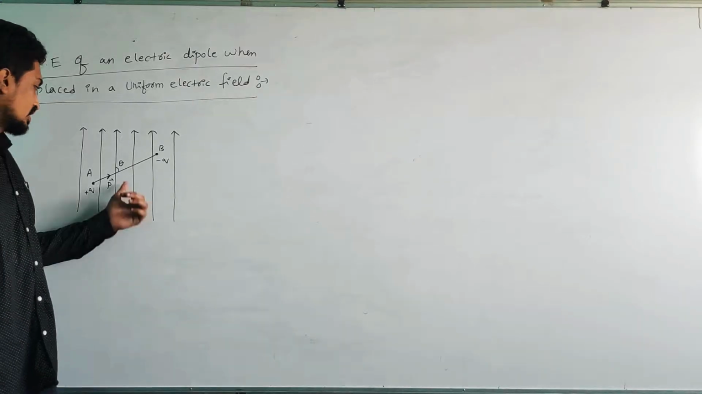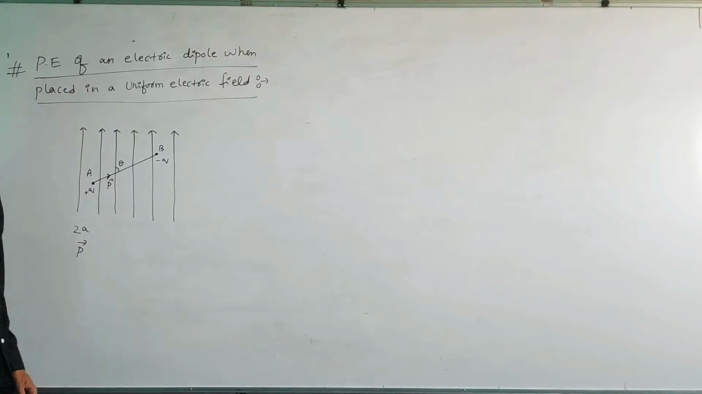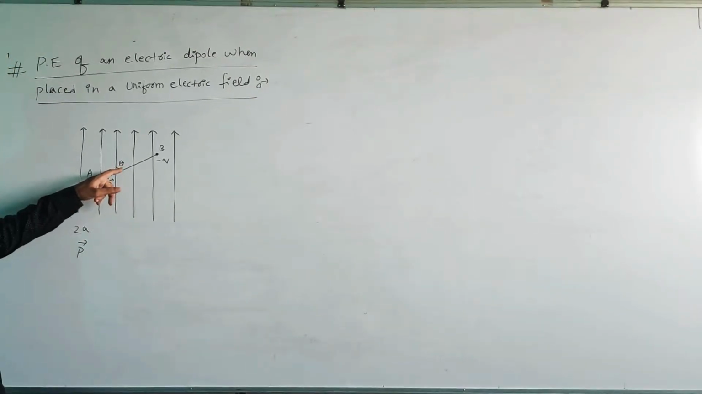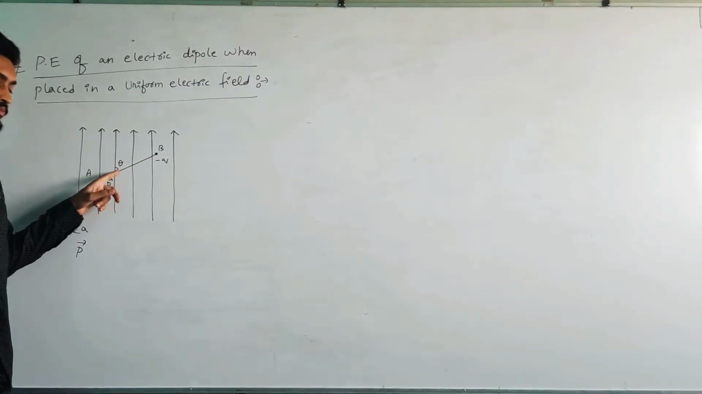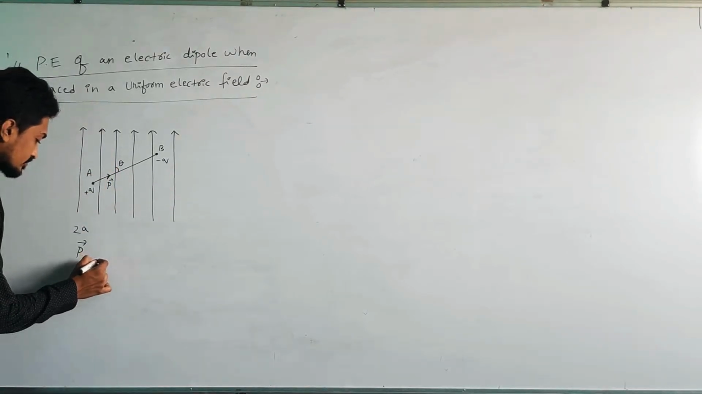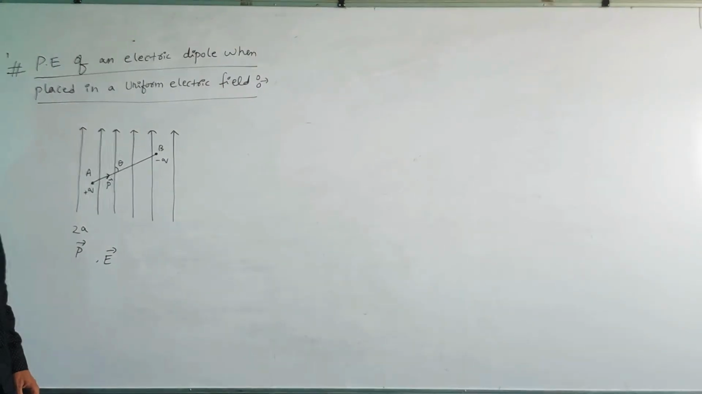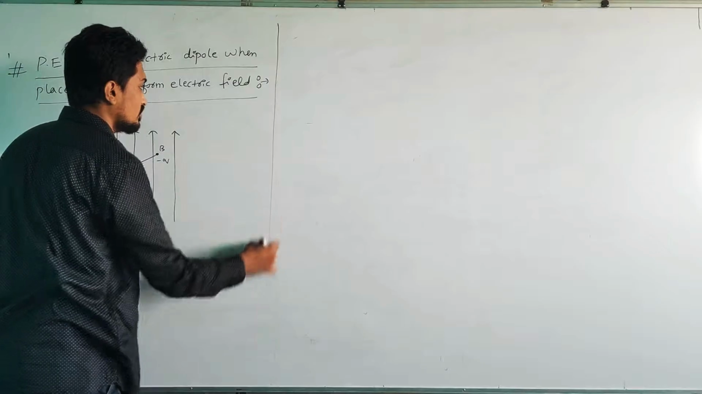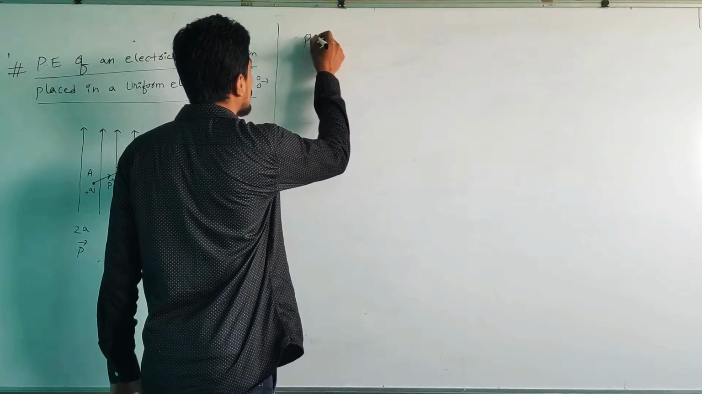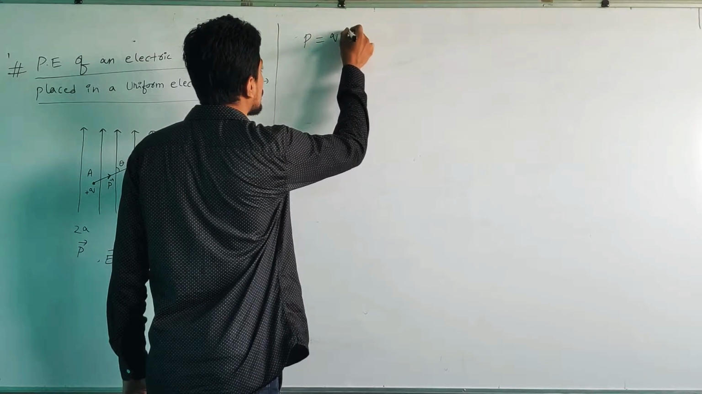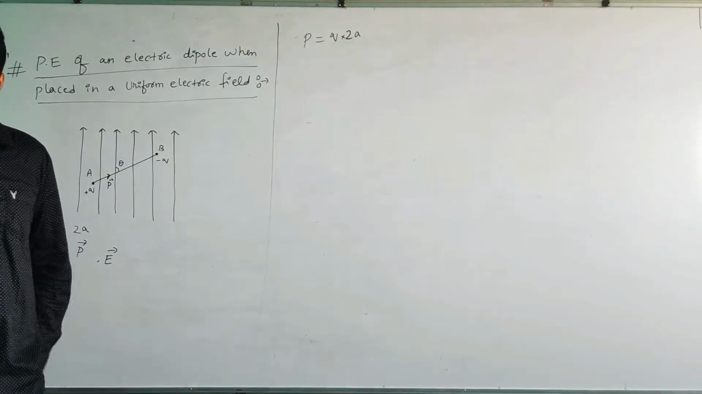Already we discussed, let P be the dipole moment of the dipole, and theta is the angle between the dipole and the electric field. E represents the electric field. We know that the magnitude of the dipole moment P is equal to q into 2a.